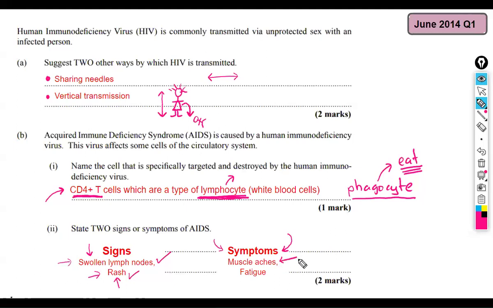Like muscle aches. If you were to complain about muscle aches, I have no way of measuring how much pain you are experiencing, right? And I cannot see that or experience that pain for you, or even interpret the pain properly. And also tiredness. Tiredness is something that's experienced by the patient. A doctor cannot feel your fatigue or see your fatigue, right? So know the difference between a sign and a symptom. And you all actually have definitions from your notes for a sign and a symptom.